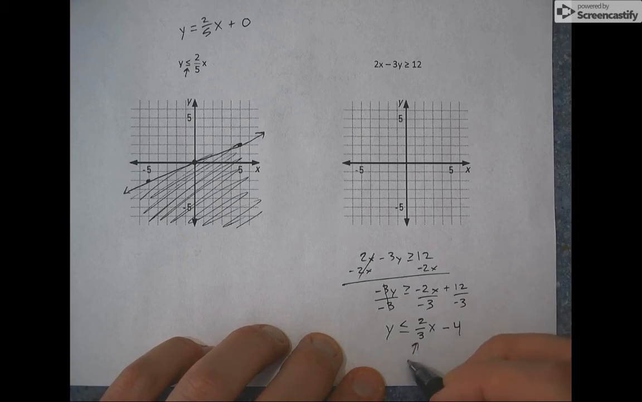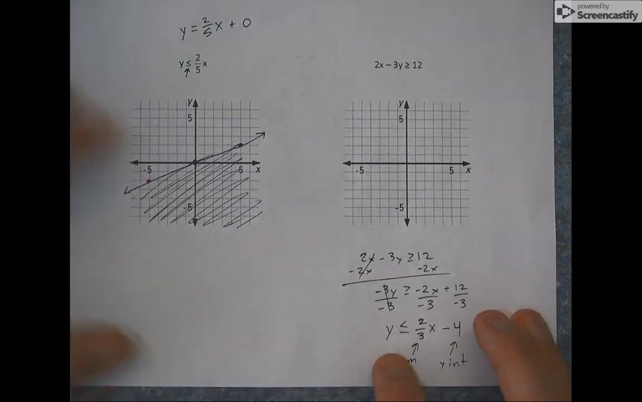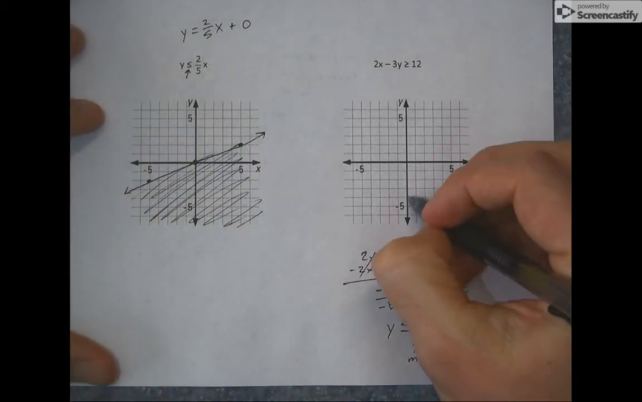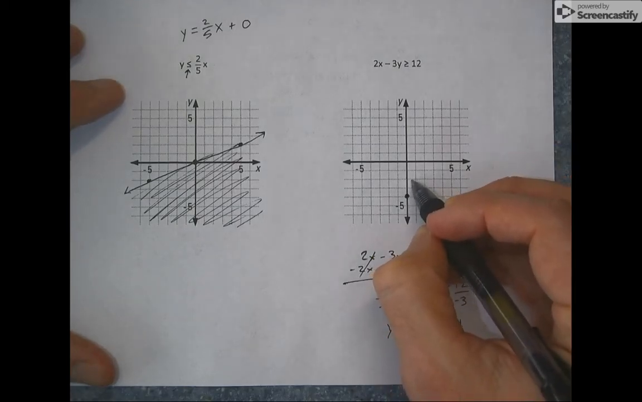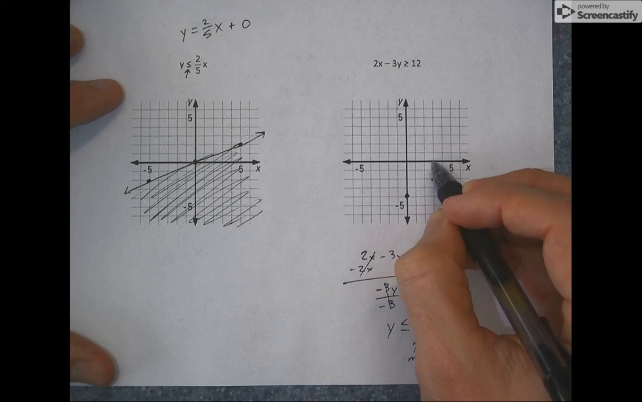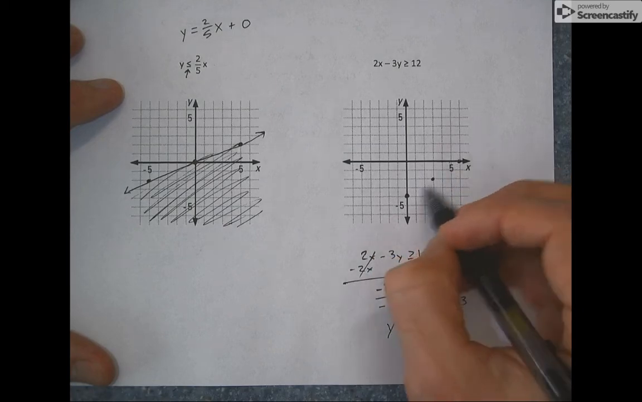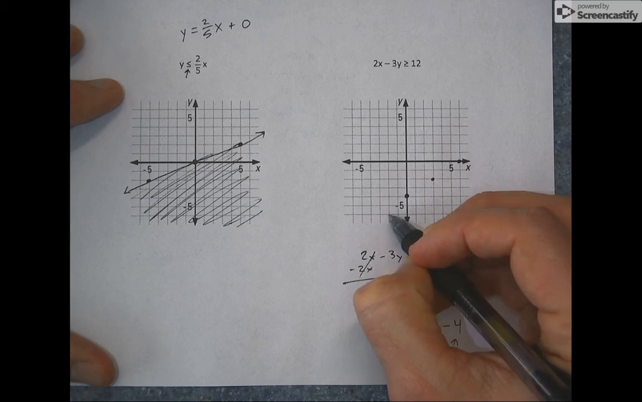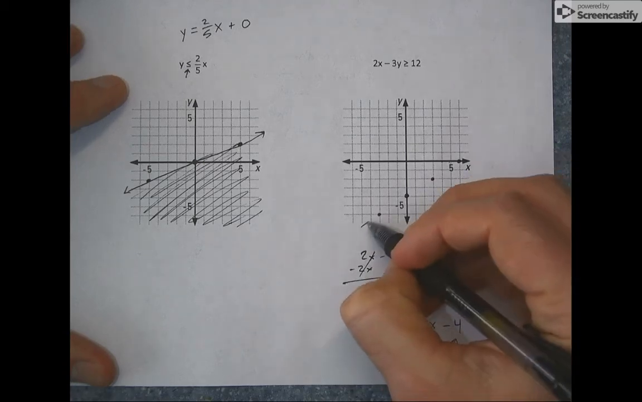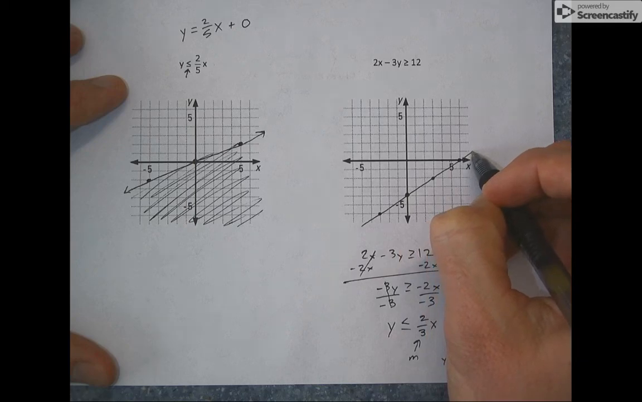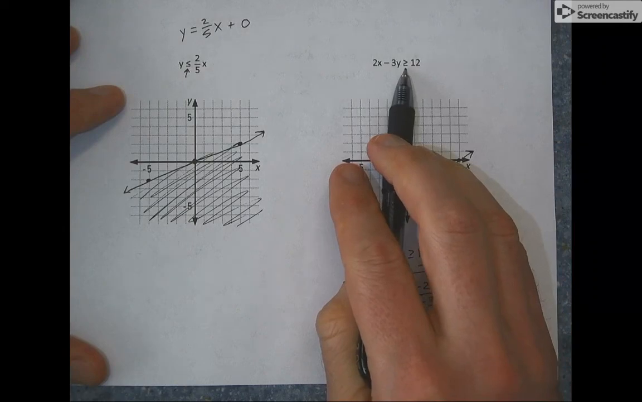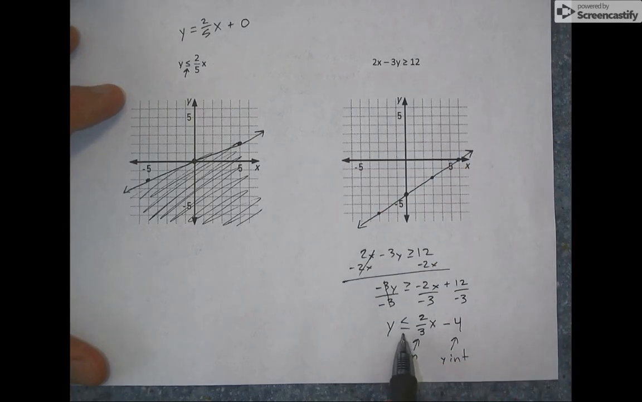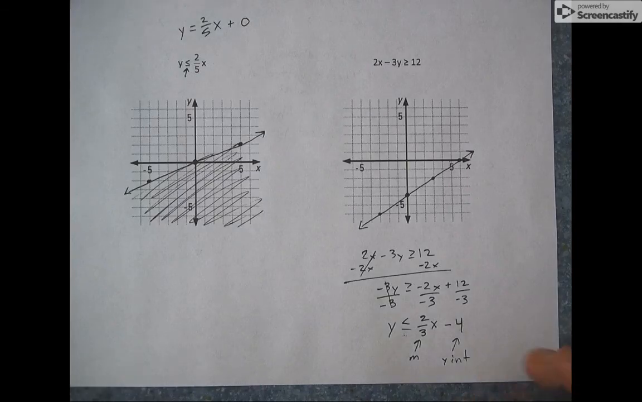Here's our slope, and here's our y-intercept, negative 4. So I'm going to go to negative 4 and put it on the graph. I'm going to use my slope of 2/3: up 2 over 3, up 2 over 3. Go the other way, down 2 over 3. Notice I made a solid line because there is an equal sign here. Even if it flips, that's not going to change. I still have the solid line because the equals is there.